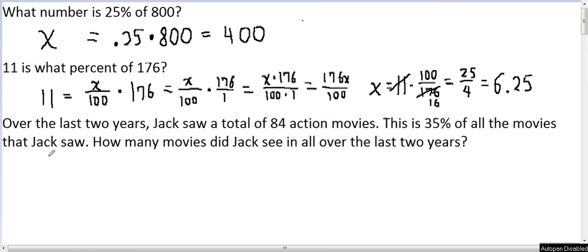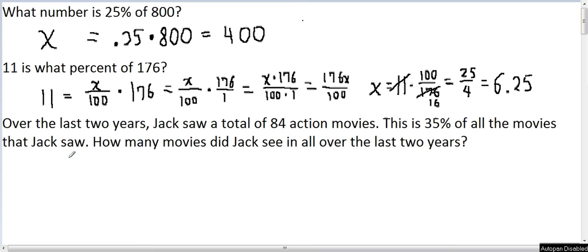Finally, let's take a look at the word problem. We're given that over the last 2 years, Jack saw a total of 84 action movies. This is 35% of all the movies that Jack saw. How many movies did Jack see in all over the last 2 years?